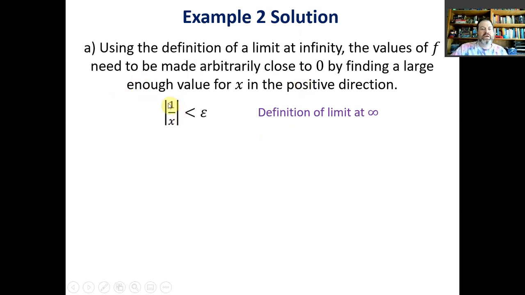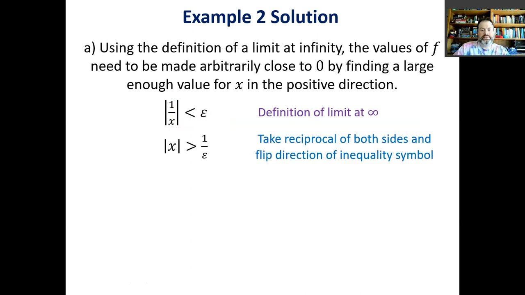Okay. So here, this is the definition of our limit at infinity. Remember, it looks like the epsilon delta definition, right? And this is just a shorthand way of writing negative epsilon is less than 1 over x is less than epsilon, because epsilon has to be positive. Now I'm going to take the reciprocal of both sides, and that flips the direction of the inequality symbol whenever you do a reciprocal. There was one of these that I did in an earlier proof with the derivative of sine x.